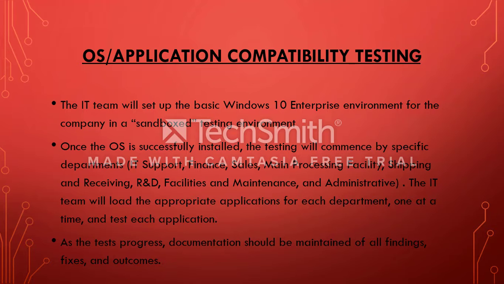The departments again are IT support, finance, sales, main processing facility, shipping and receiving, R&D, facilities and maintenance, and administrative. The IT team will load the appropriate applications for each department one at a time and test each application. As the tests progress, documentation should be maintained of all findings, fixes, and outcomes. This will be important for further reference and future problems that will occur.